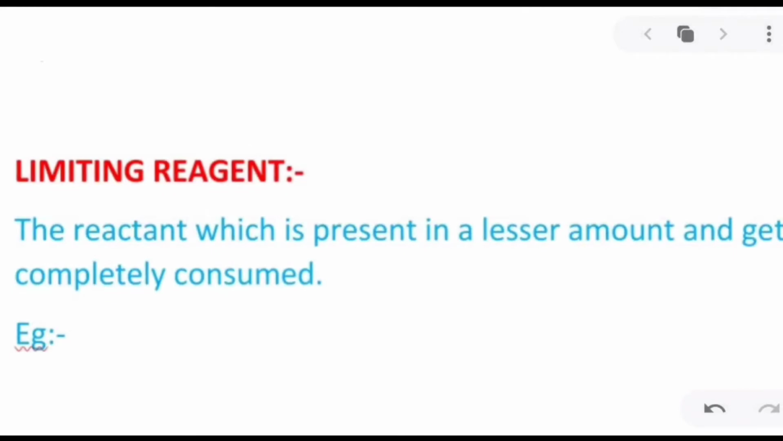Now we'll discuss one of the most important topics of this chapter, that is limiting reagent. What is limiting reagent? The reactant which is present in lesser amount and gets completely consumed in a reaction is called the limiting reagent.